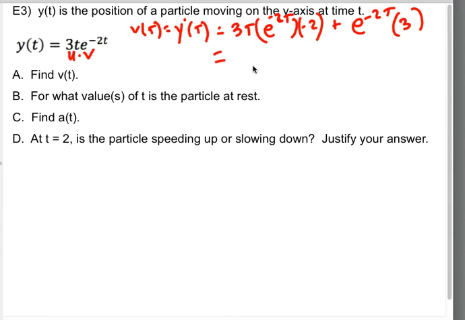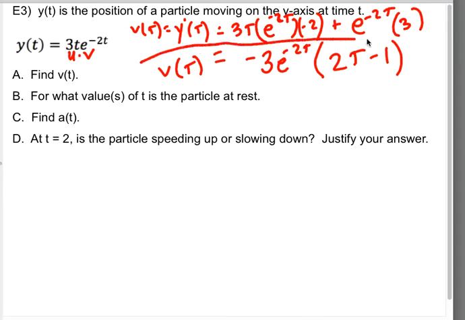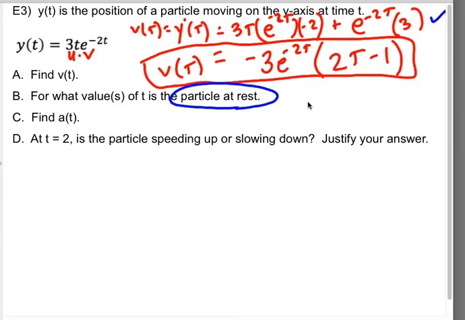So I'm probably going to rewrite this. If I yank everything out in front, it seems to me that I can yank out a negative 3e to the negative t. And what seems to be left is a 2t minus 1. Right? So I would suggest that you use the factored form. You don't have to. But I'm going to be asked in a second, like genuinely in a second, to find when this thing is equal to 0. So it's a lot easier if I use the factored form. This answer is technically right, but you're going to be asked to set this thing equal to 0. So my answer to A, there's my v of t, right?